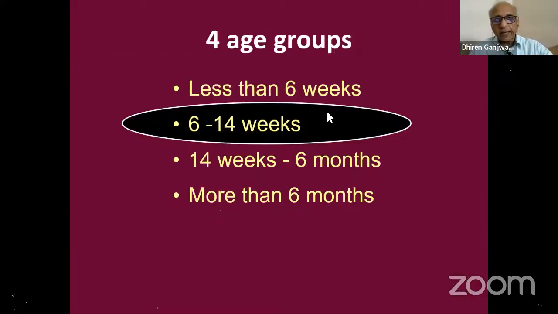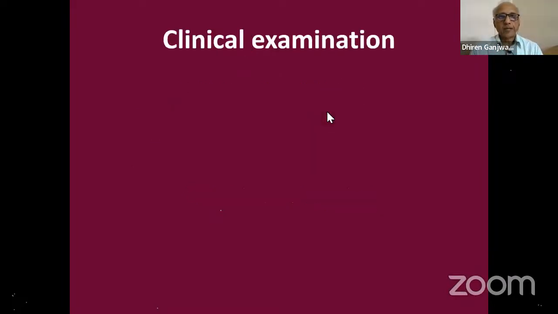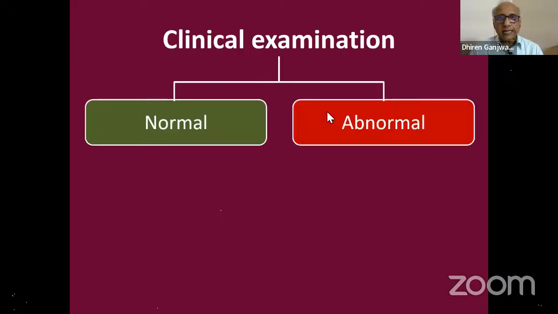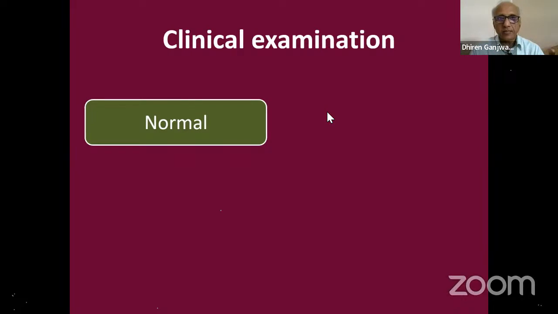So according to this, we have to follow the pathway between 6 to 14 weeks. We know that the clinical examination is the first of the tests we have to carry out. Now there are 2 possibilities. It could be normal or it could be abnormal. So first of all, let's follow the pathway where the clinical examination is normal.